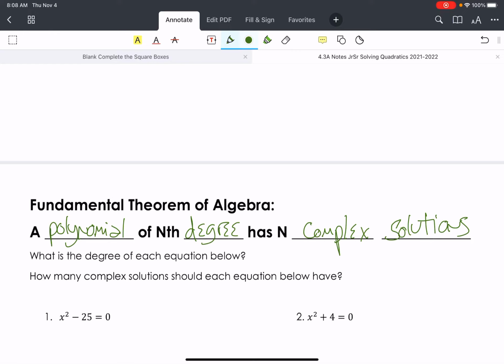Good? So how many answers should every problem have? 2. So what is the degree of each equation below? 2. So how many answers should it have? 2. That's the fundamental theorem of algebra. If we had a cubic, it'd have 3 answers. If we have a linear, it has 1 answer. What we're dealing with this whole unit is quadratics. So each one should have 2 answers. That's a good way to check your work, right? Every problem we do should have 2 answers. Does that make sense? Okay.